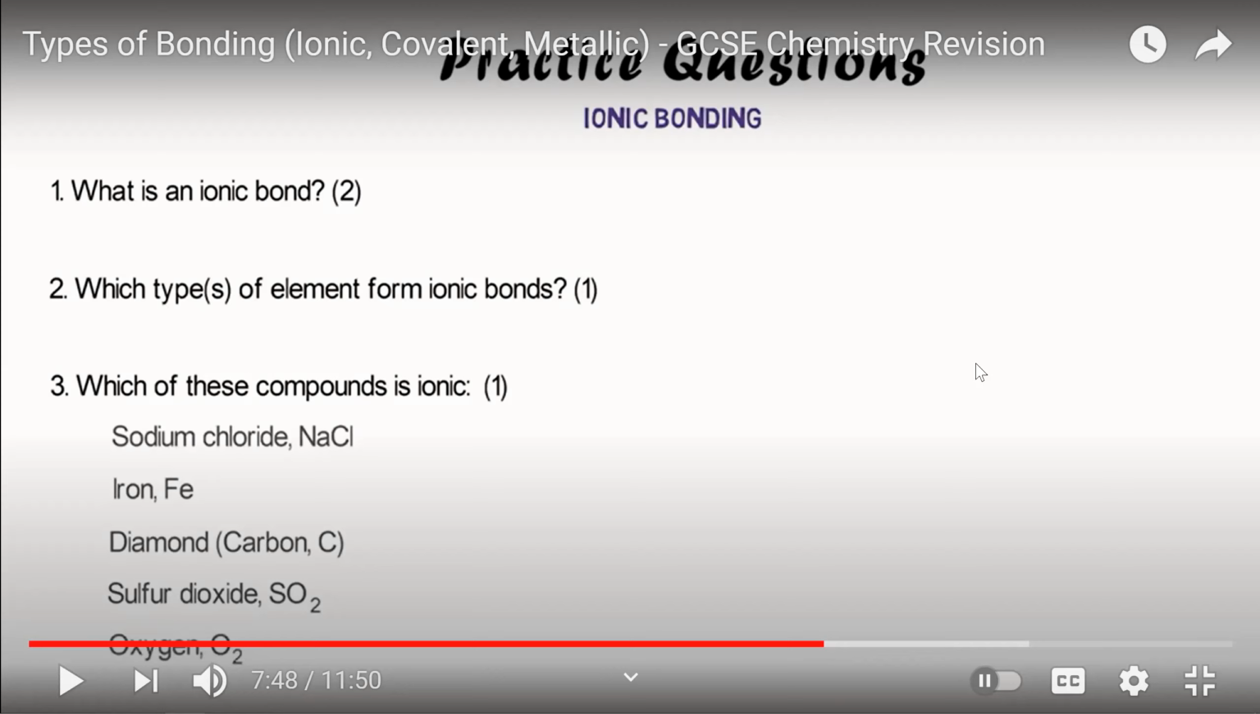Okay, number three, Kritika, which of these compounds is ionic? Sodium chloride and sulfur dioxide. Sulfur dioxide is not ionic, Kritika. Sulfur is a non-metal and oxygen is also a non-metal. Sodium chloride. Only sodium chloride here. Okay, very good job.